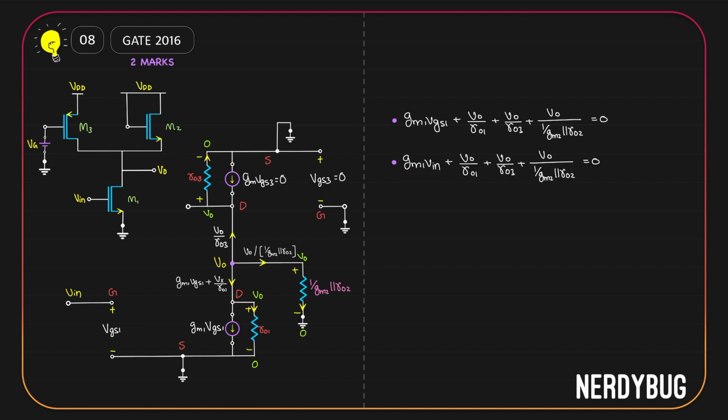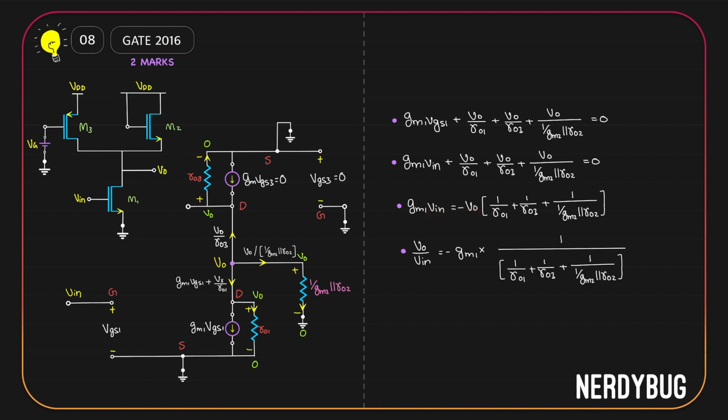gm1 Vin plus VO by RO1 plus VO by RO3 plus VO by 1 by gm2 parallel to RO2 is equal to 0. Or we can write gm1 Vin is negative of VO multiplied by 1 by RO1 plus 1 by RO3 plus 1 by gm2 parallel to RO2. What we have to find out is the voltage gain, which is VO divided by Vin. From this equation, we can easily write it. It is minus gm1 multiplied by 1 divided by this whole thing.